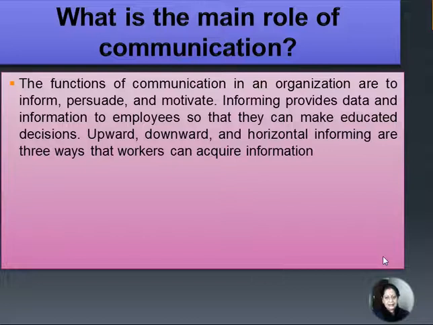And it is up to you whether you follow upward, downward, or horizontal communication. These are the ways of communication, but in this lecture we are not going to discuss that. We only have to discuss what communication is and what the main role of communication is. That's all.